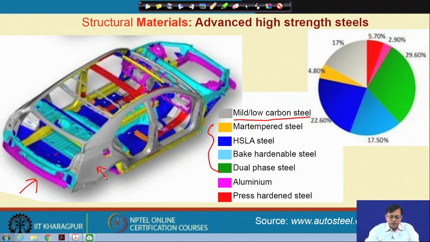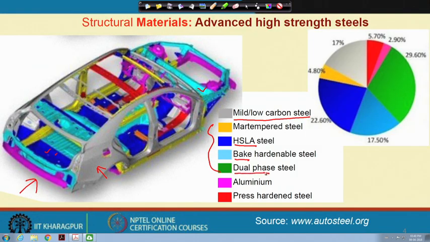These are the portions which are made out of low carbon or mild steels, but here we use high strength low alloy steels. Here we use bake hardened steel. This is a very special grade of steel where carbon atoms purposely sit near the dislocation core, and it increases the strength almost 3 to 4 times. If a mild steel has a strength of 200 megapascal, the bake hardenable steel goes up to 700 megapascal. On the other hand, it has very good malleability.